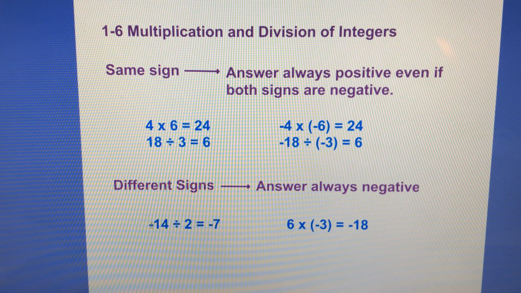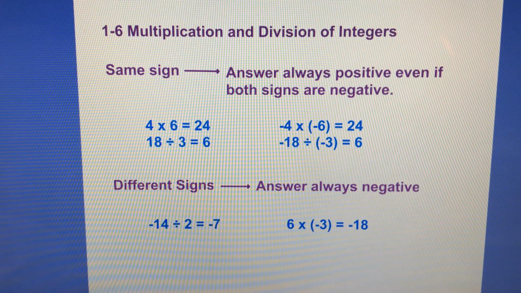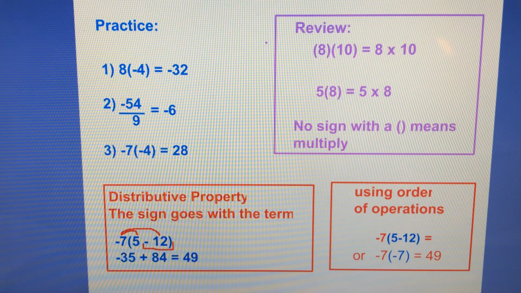If, however, you have different signs, one positive and one negative, then you automatically have a negative answer, regardless of which digit is negative. Here, the 14 is a larger digit than 2, but here, the 3 is not a larger digit, yet our answer is still negative. So you need to just memorize the rule. Same sign, always positive. Different signs, always negative.